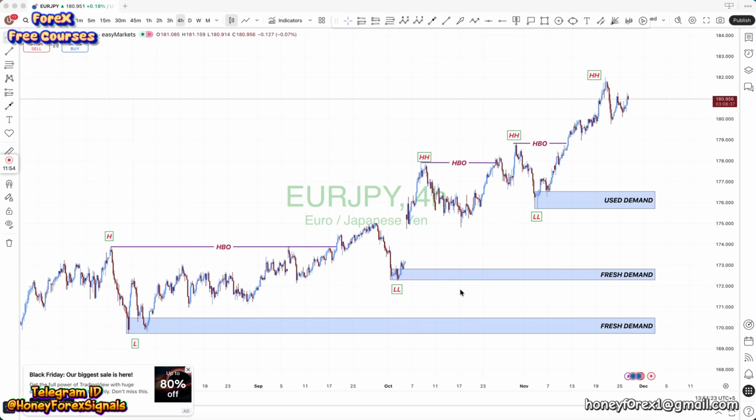Market not retested here, but this is not. We have a fresh demand zone. See here again, market again high breakout resistance, HBO, high breakout. So this is our valid demand zone. Fresh demand zone again. High breakout, because Euro JPY, why have now 80% bullish pressure?